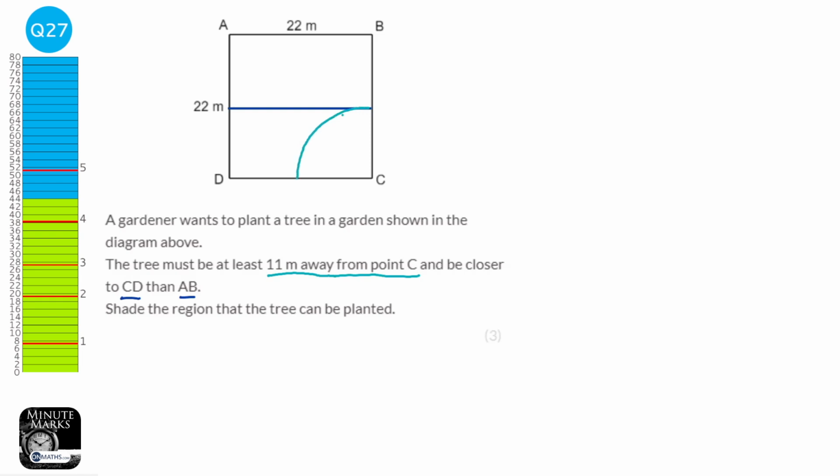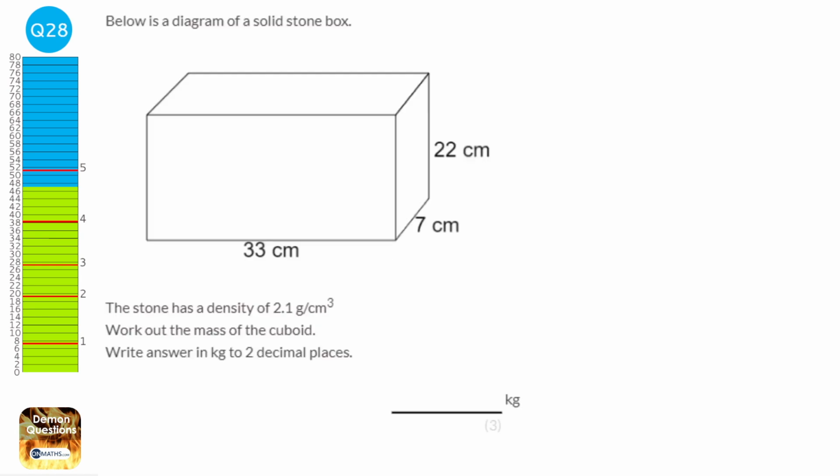And it says shade the region that it can be planted. So this is the region that represents closer to line CD than AB, but also not within 11 meters of point C. To work out the mass, we will need to find the density and the volume.